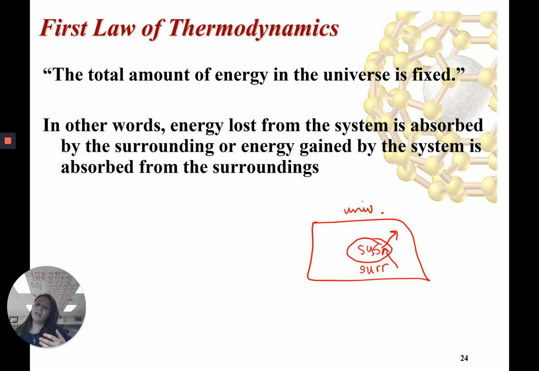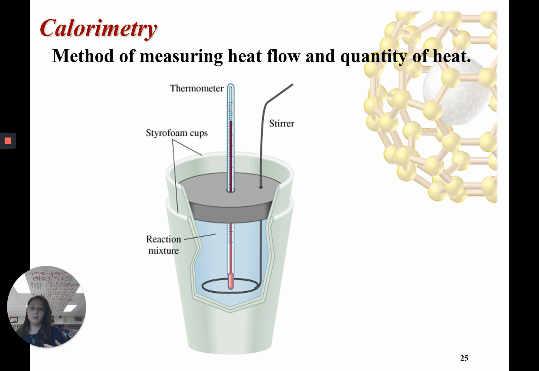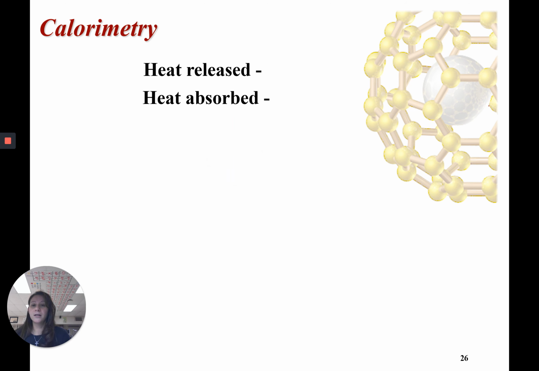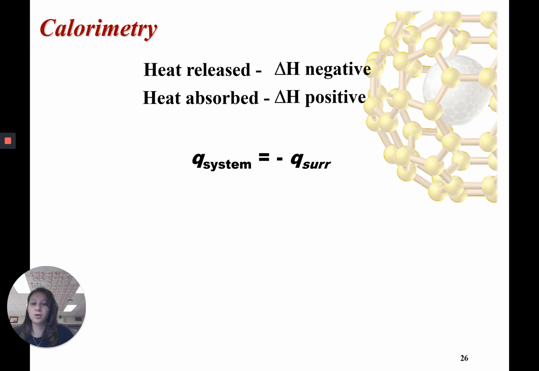So we can measure the amount of heat indirectly, and that method is called calorimetry. We use a calorimeter to measure it, and it's called calorimetry because you're measuring the calories or the amount of heat. So we know that when heat is released, your delta H or your Q is negative. When heat is absorbed, your delta H or your Q is positive. Remember, delta H and Q are the same thing, right? They're both the heat that is transferred. So what we can say is the Q of system is equal to negative Q of surroundings.